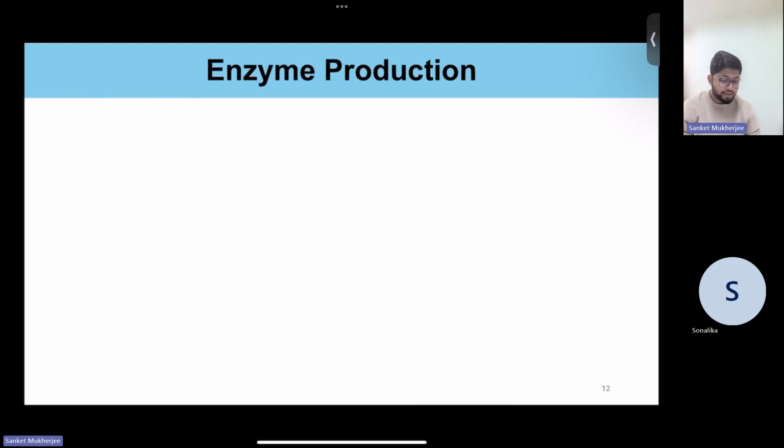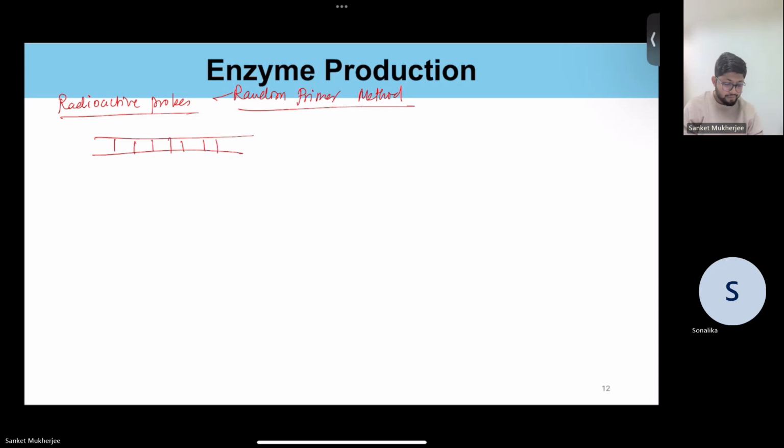Now, how are radioactive probes synthesized? So radioactive probes can be synthesized using a random primer method or terminal transferase method. We'll talk about both of them. In case of random primer method, what happens? You have a DNA, let's say, and then you go for denaturation.